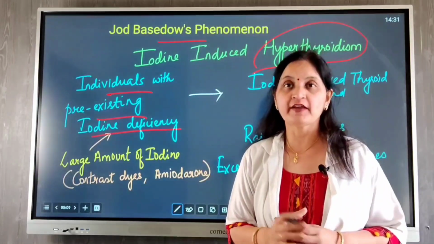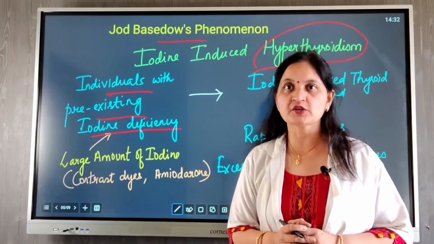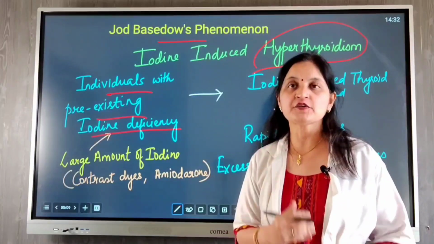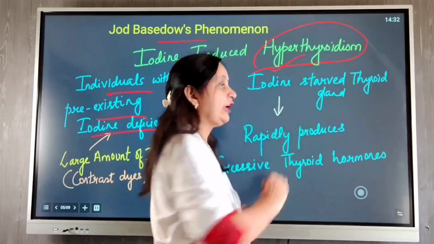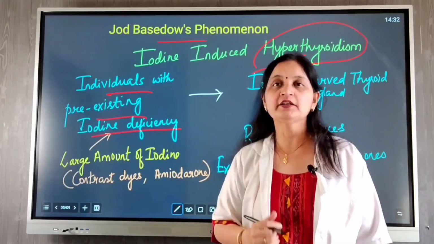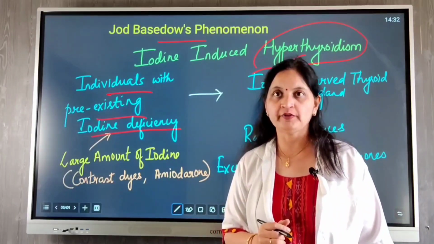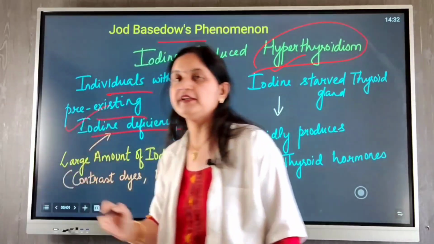Unlike Wolff Chaikoff's effect, which induces hypothyroidism in response to large doses of iodides, in Jod Basedow's phenomenon there is hyperthyroidism, and this is induced by iodine. So there is iodine-induced hyperthyroidism. So what are the risk factors for Jod Basedow's phenomenon? This occurs mostly in individuals with pre-existing iodine deficiency.